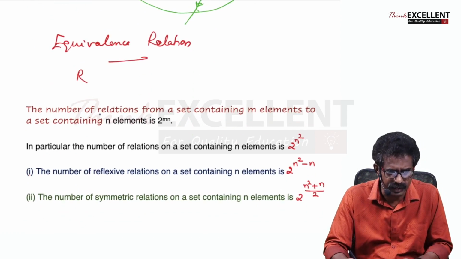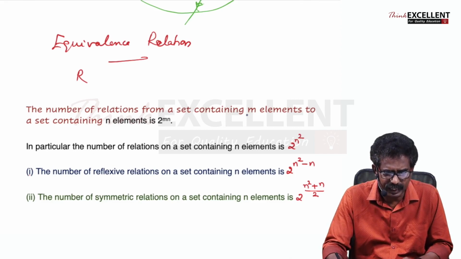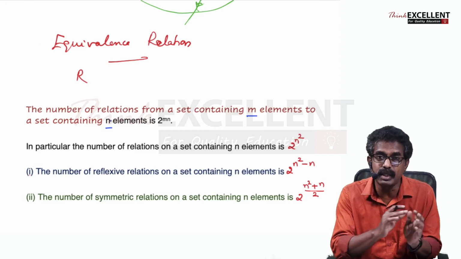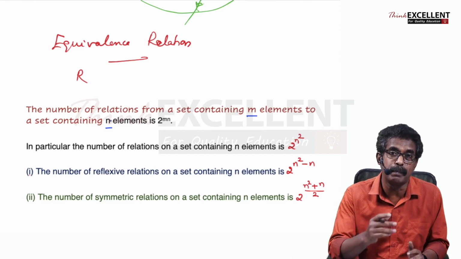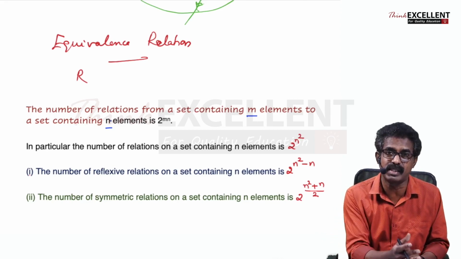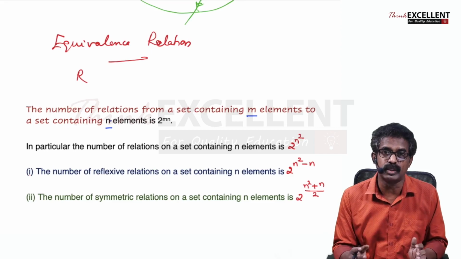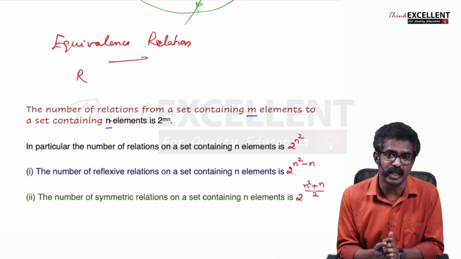The total number of relations from a set containing m elements to a set containing n elements. The first set contains m elements, the second set contains n elements, then how many relations can be formed? 2 raised to m into n. m is the cardinal number of the first set, n is the cardinal number of the second set, then the total number of relations equals 2 raised to m into n.